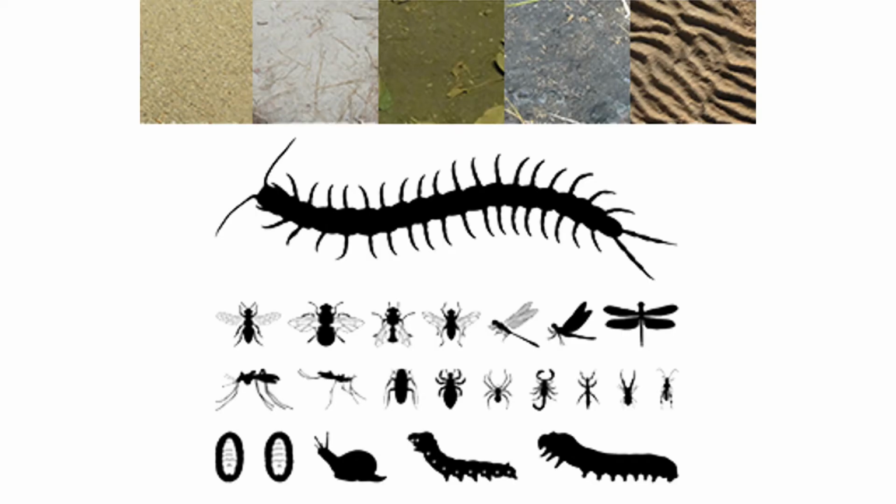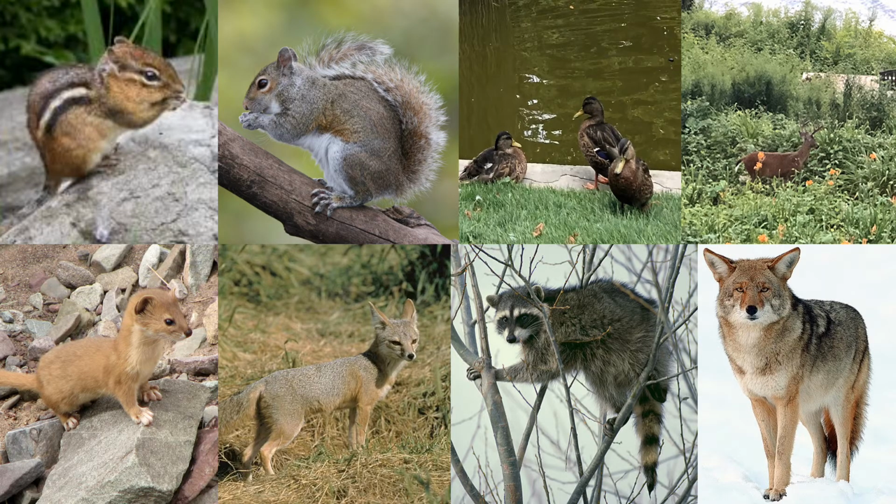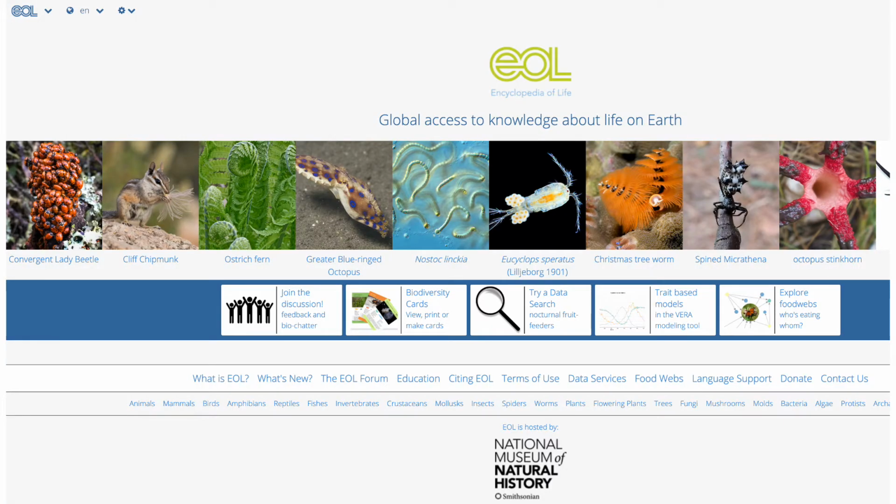Next, scratch on that surface of the earth and you will find that it is teeming with life. Silverfish and centipedes, worms and slugs and spiders and ants, oh my. In my biome, we have cheeky chipmunks, squirrels, ducks, deer, foxes, raccoons, coyotes. Check out what you have in your biome and take pictures and submit the pictures and help contribute to the National Museum of Natural History Encyclopedia of Life.